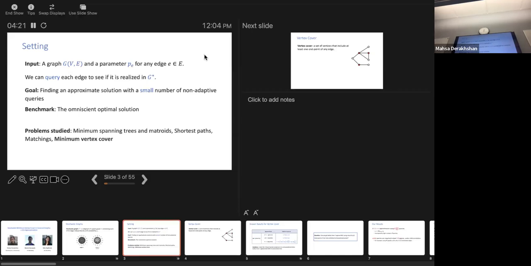Yeah, some of the problems studied here are minimum spanning trees, packing problems, shortest path, and matching, which has been studied significantly. Today I'm going to talk about minimum vertex cover.